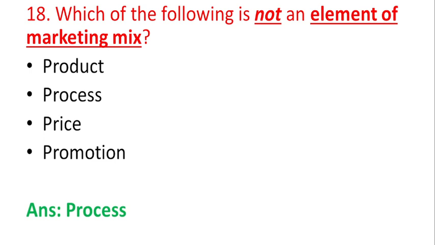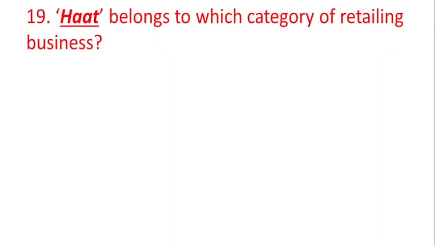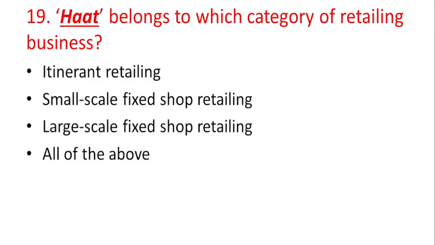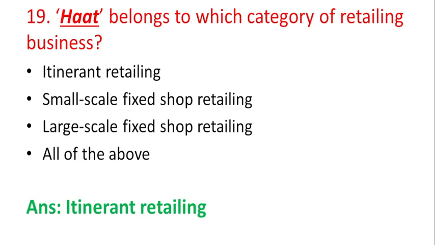Now the penultimate question of this video, part 2, the 19th question: Haat belongs to which category of retailing business? The options are itinerant retailing, small scale fixed shop retailing, large scale fixed shop retailing and all of the above. The right answer is itinerant retailing. The Haat belongs to the itinerant retailing category of the retailing business.